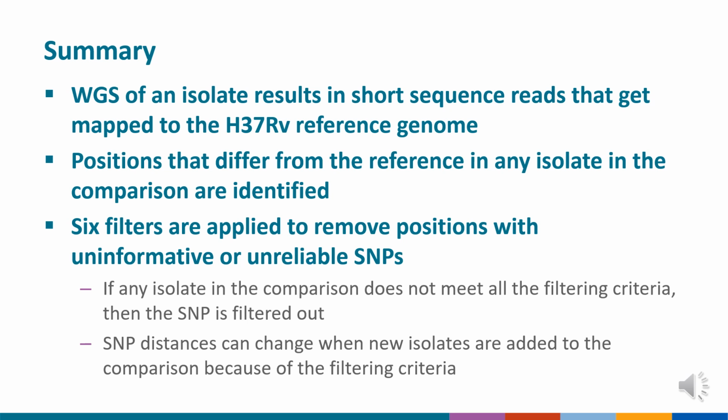In summary, WGS of an isolate results in short sequence reads that get mapped to the H37Rv reference genome. Positions that differ from the reference in any isolate in the comparison are identified. 6 filters are applied to remove positions with uninformative or unreliable SNPs. If any isolate in the comparison does not meet all the filtering criteria, then the SNP is filtered out. SNP distance can change when new isolates are added to the comparison because of the filtering criteria.